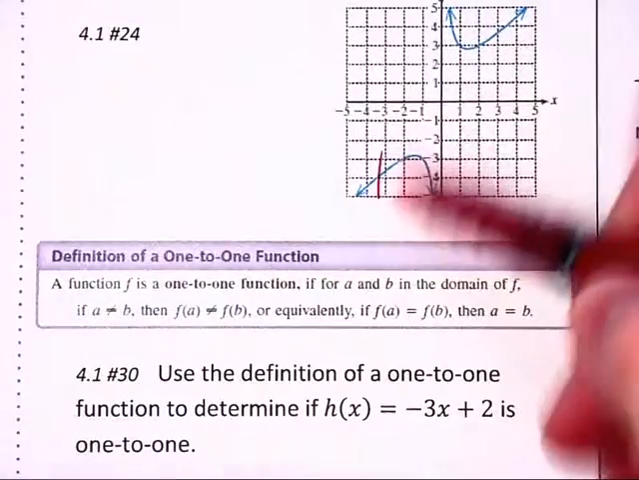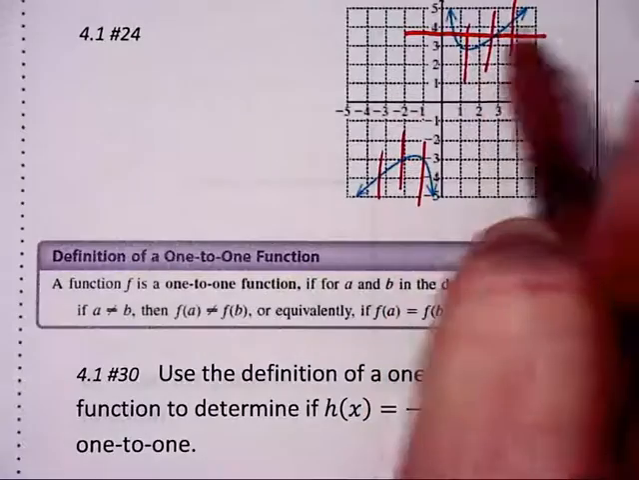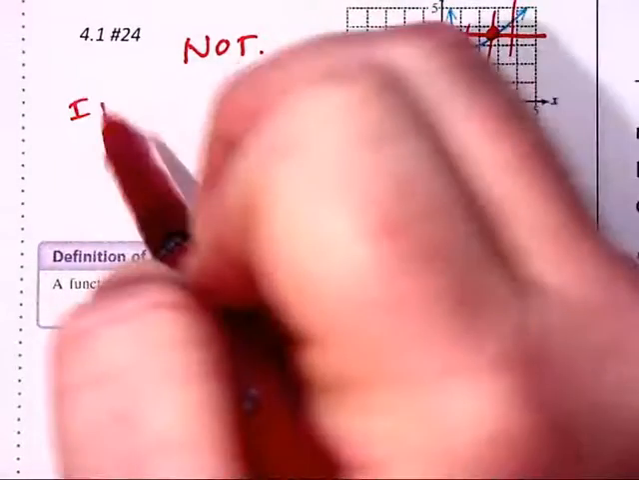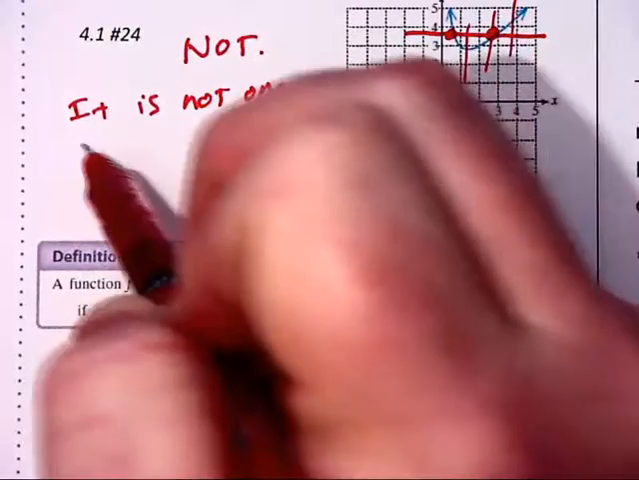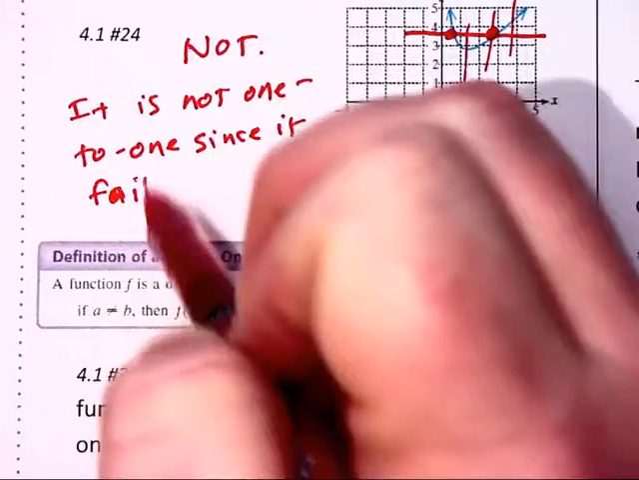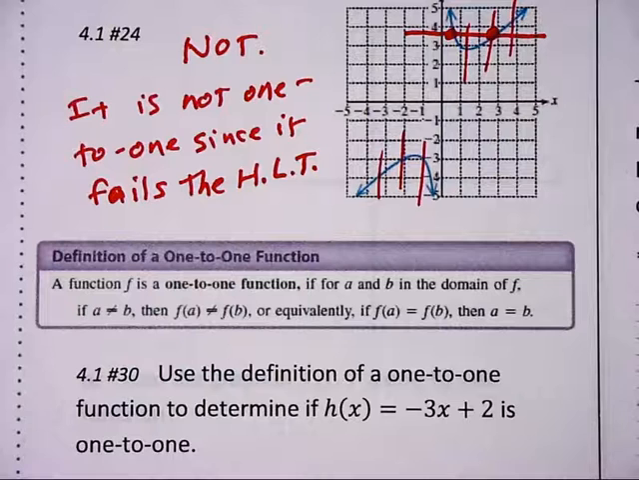Let's look at this next example. Yes, it is a function. It passes the vertical line test, but for some horizontal lines, it fails the horizontal line test. So this is not a one-to-one function. It is not one-to-one, since it fails the horizontal line test.